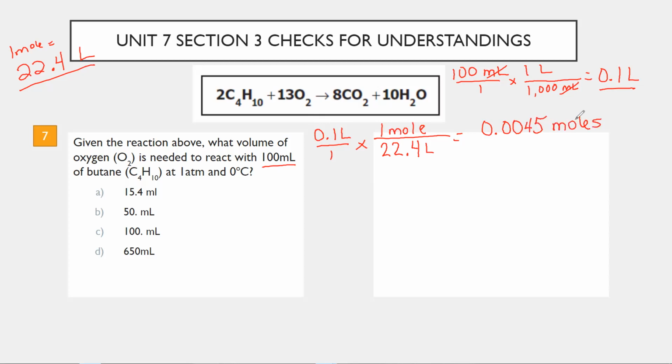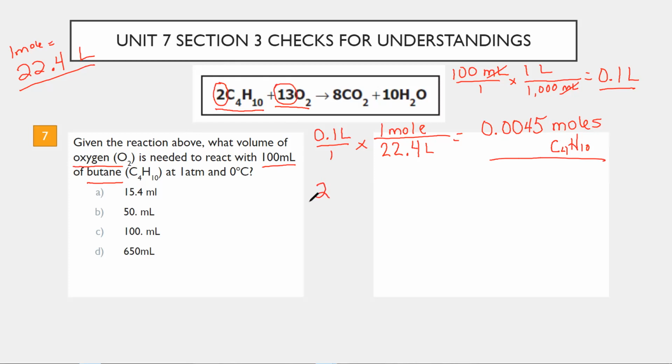Did I do that right? 0.0045. Yep. And like I said, we are using C4H10, which is butane. So that's how many moles we're working with. All right, let's compare ratios now, because we are looking at the volume of oxygen and butane. Okay, so that is a 2 to 13 ratio.